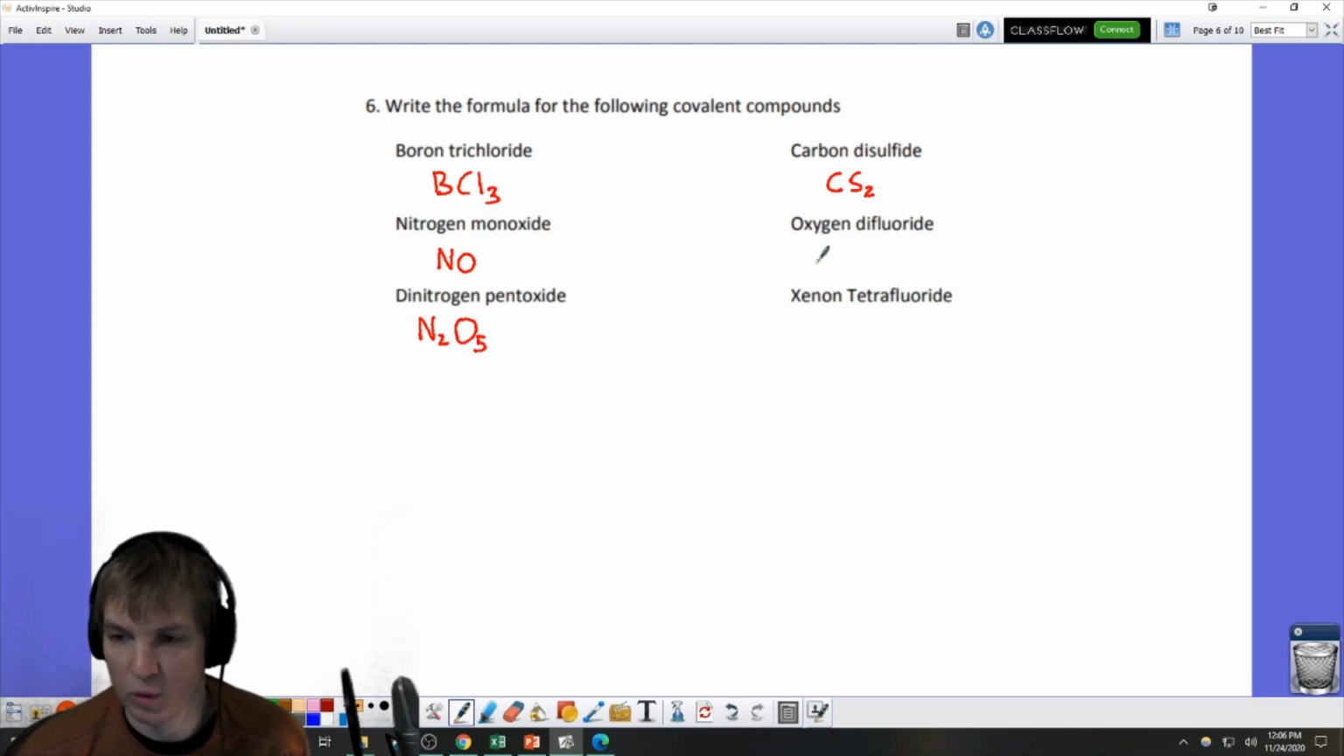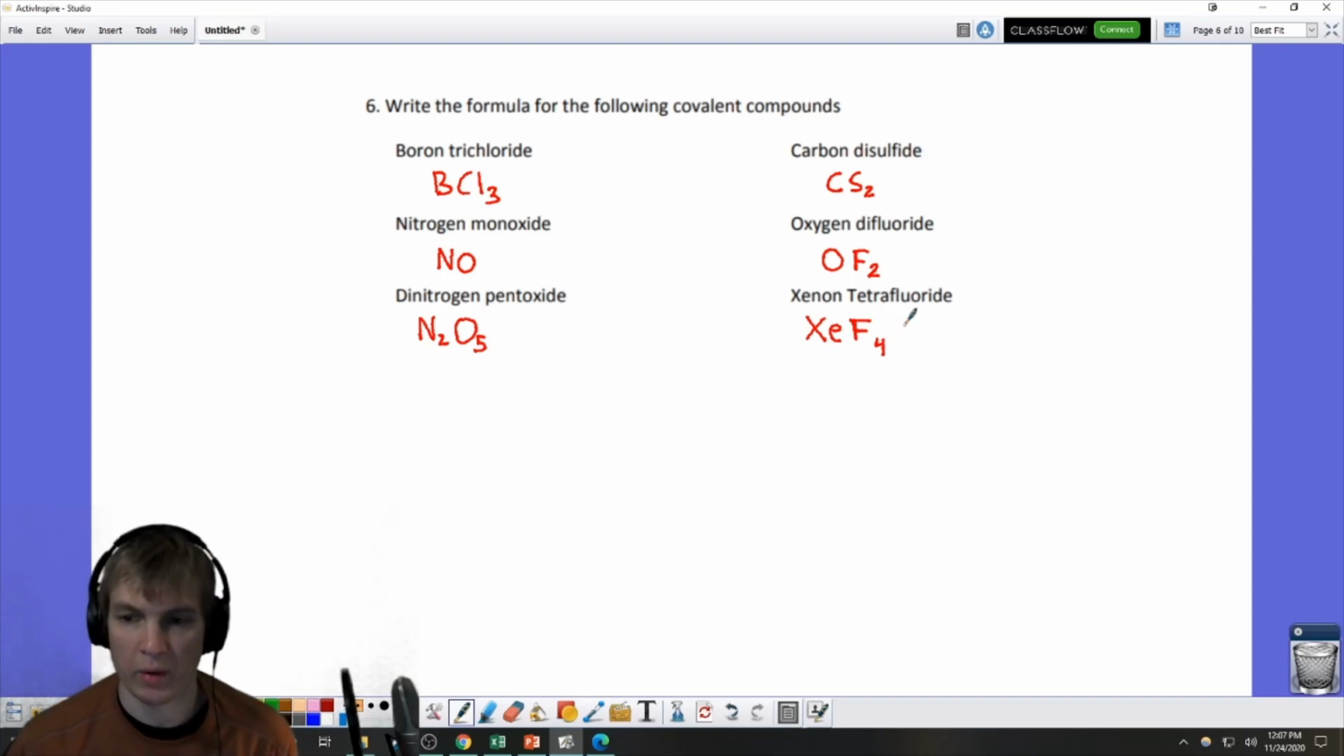Oxygen difluoride. So oxygen is going to be just one. There's no prefix, so we just have that one oxygen. Difluoride. So we have a fluoride, and then di means two. And then xenon tetrafluoride. Xenon, no prefix, so we just have one of them, Xe. And then tetrafluoride. Fluoride comes from fluorine. Tetra means that we have four of them.